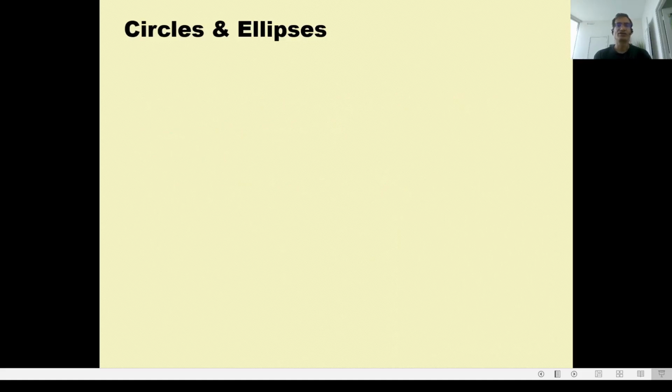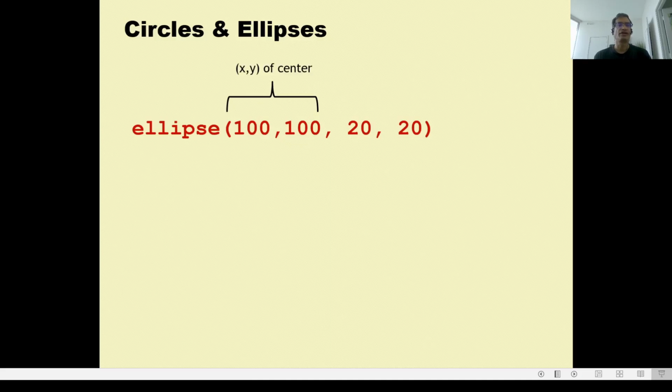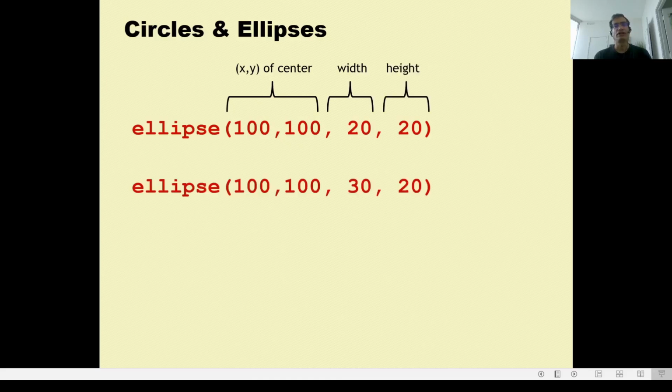Finally, to close out the basic shapes, let's look at one more, circles and ellipses. So an ellipse has a center. Actually, we'll only be drawing circles, but it's when the height and the width are the same that it draws a circle. So for an ellipse, you have to specify the center point to be the XY point, 100, 100, a width of 20 and a height of 20.